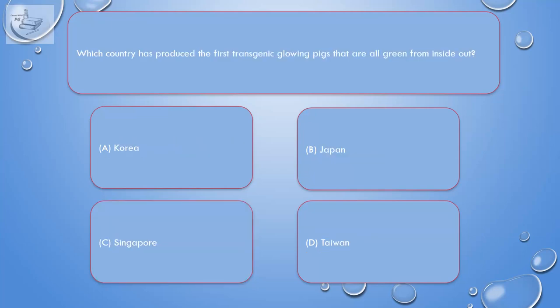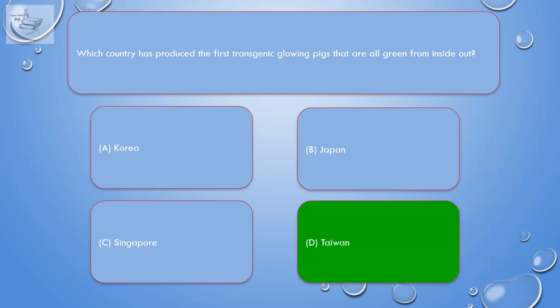Question: which country has produced the first transgenic glowing pigs that are green from inside out? A. Korea. B. Japan. C. Singapore. D. Taiwan. Correct answer is D. Taiwan.